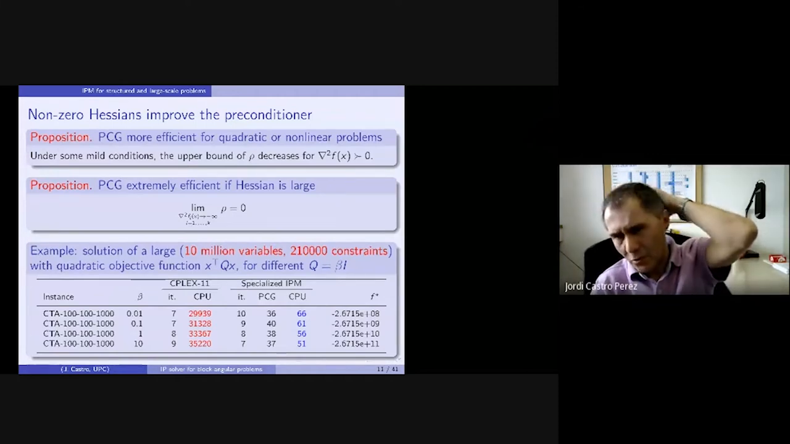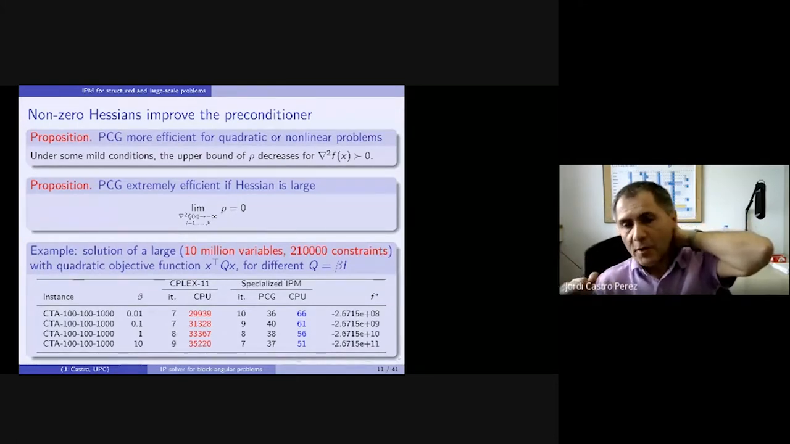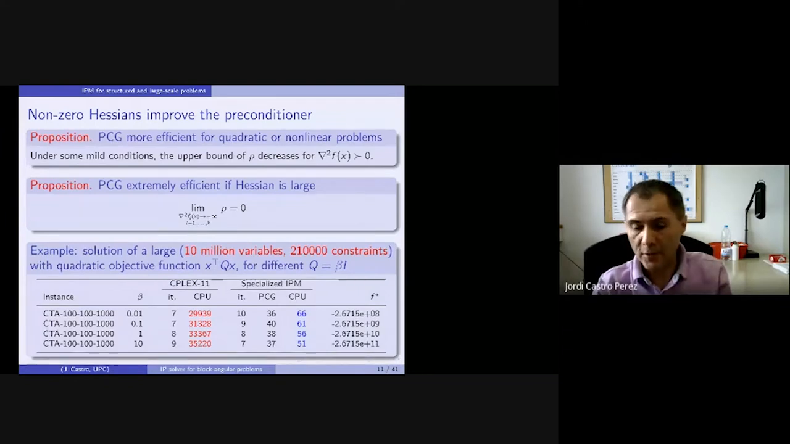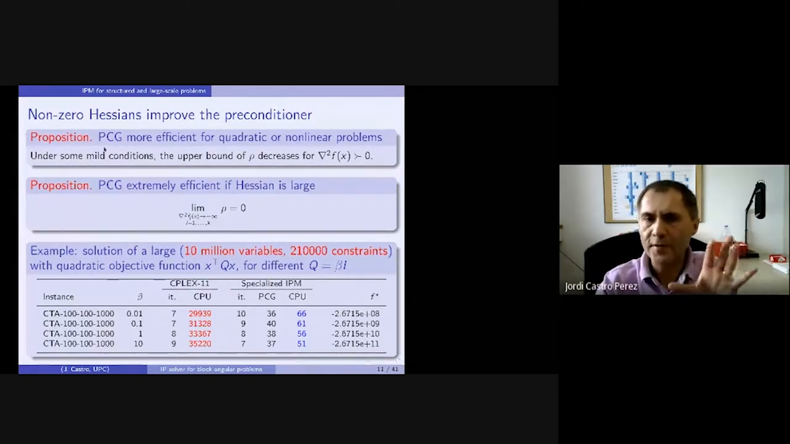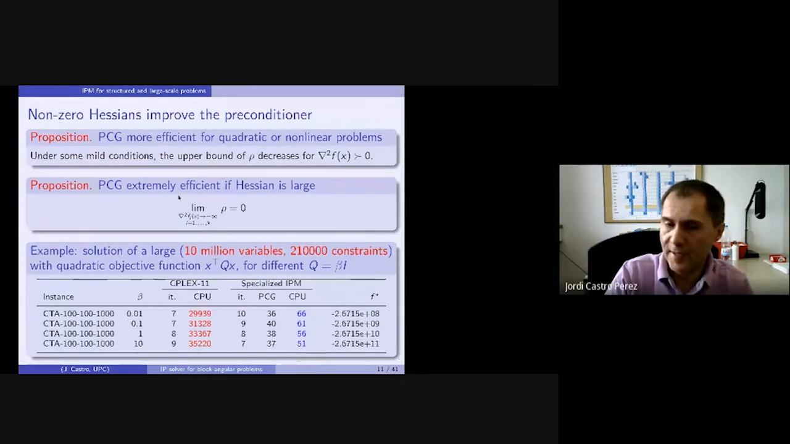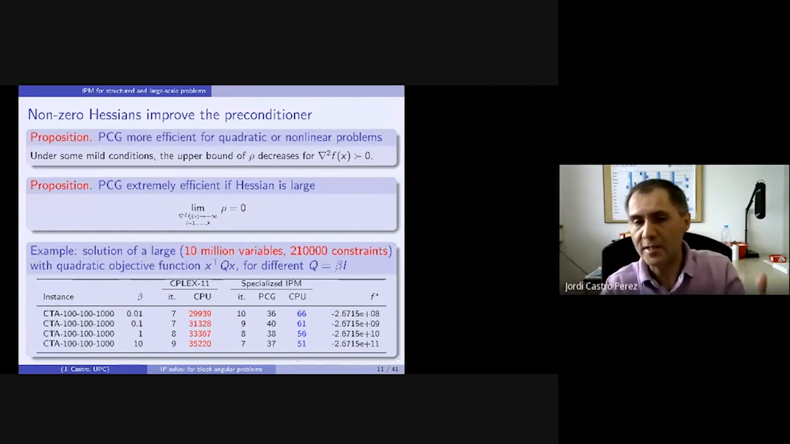I just want to mention a couple of theoretical results that we obtained in previous papers. When you solve a quadratic problem or a nonlinear problem with a non-zero Hessian, the preconditioner is better. Why? Because the spectral radius is smaller than one. That's something that can be proved. The conjugate gradient in this interior point method is more efficient for quadratic than for linear problems. Indeed, it can be proved that if the quadratic term of the problem goes to infinity, the spectral radius goes to zero. That means the conjugate gradient will be very, very efficient. We can solve the linear system of the interior point method with only one or two conjugate gradient iterations.